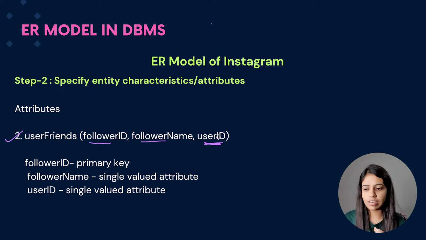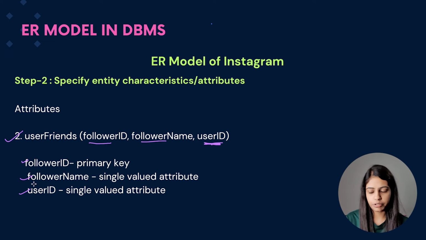So we would be having a good look on this in the ER model diagram. Right now consider that user ID is acting as a foreign key which is referencing the primary key of the user profile. Now user friends has a follower ID which is serving as a primary key for this particular table. Now follower name is a single valued attribute, and user ID is also a single valued attribute.